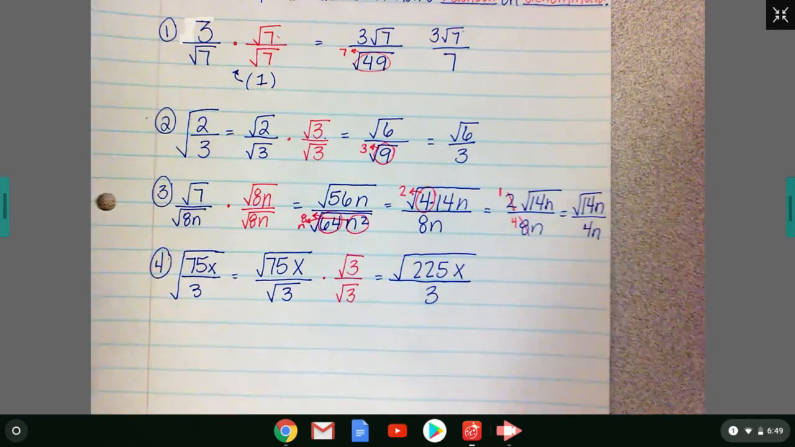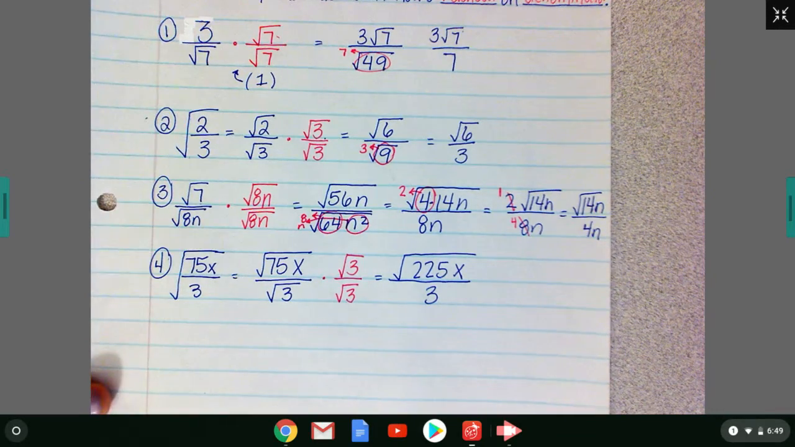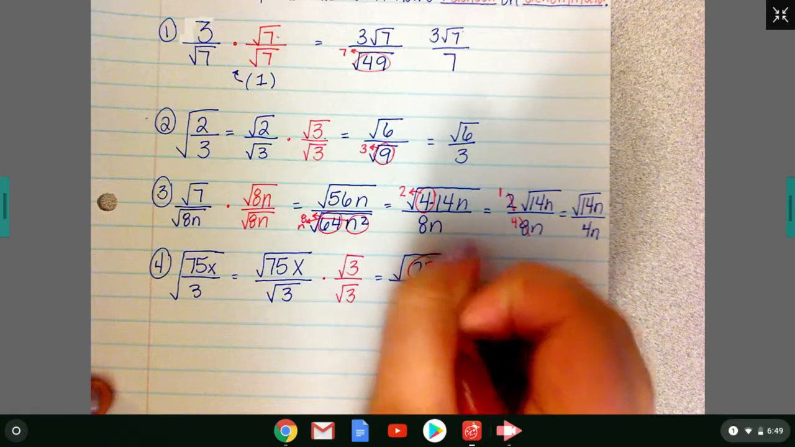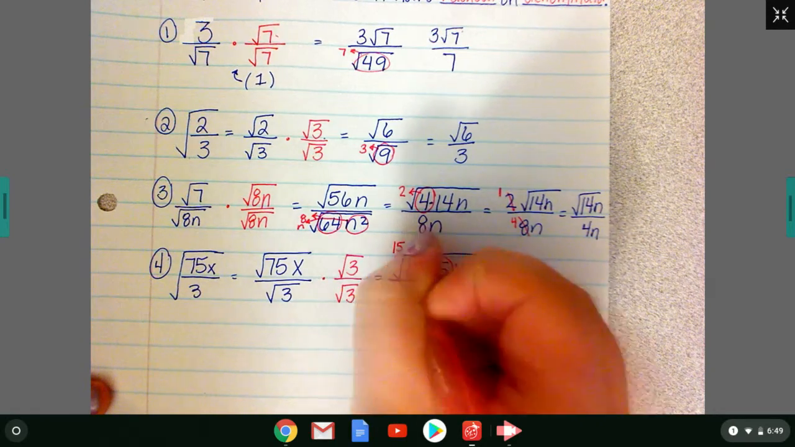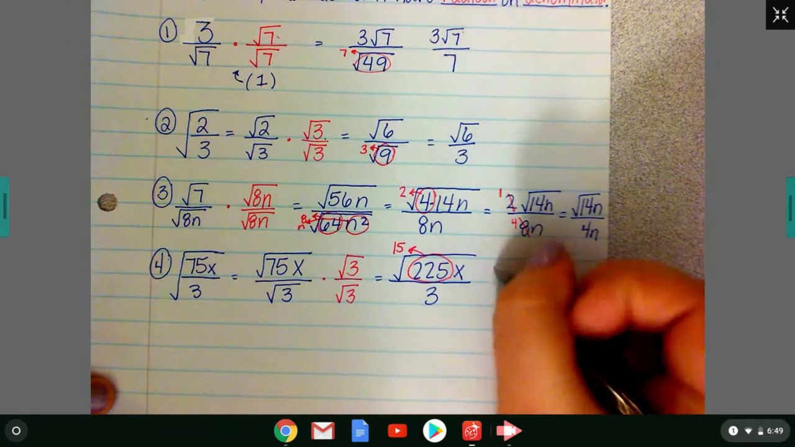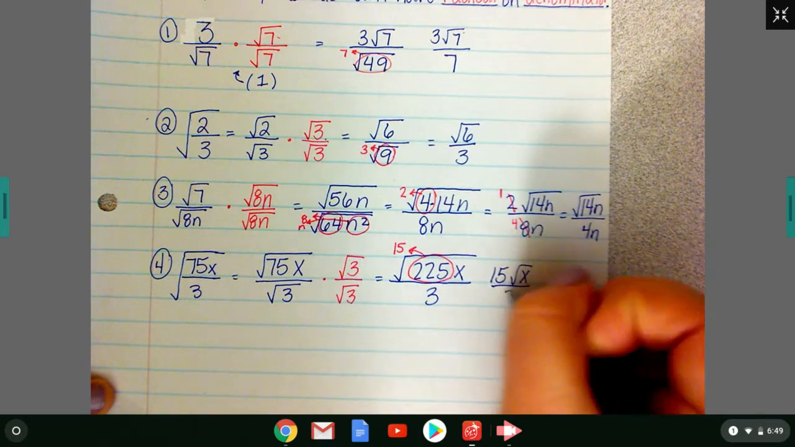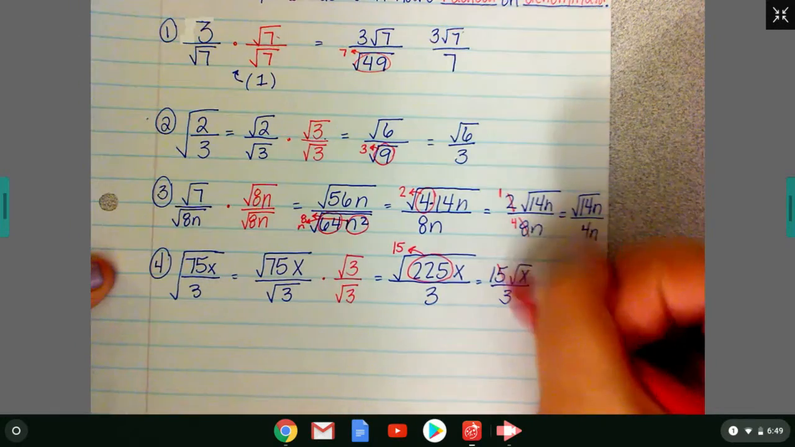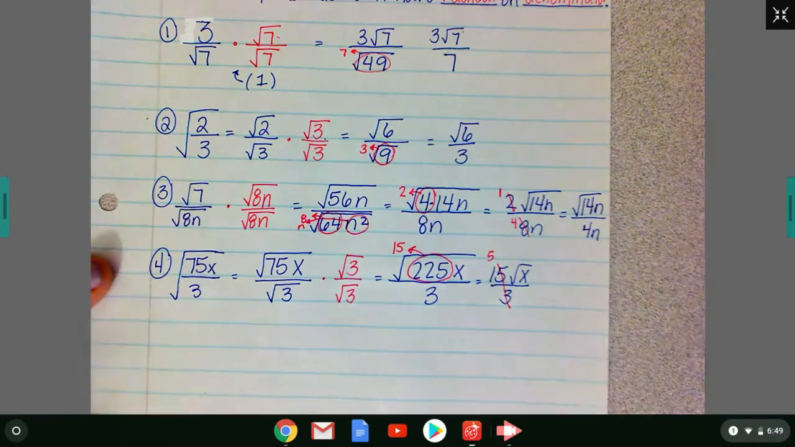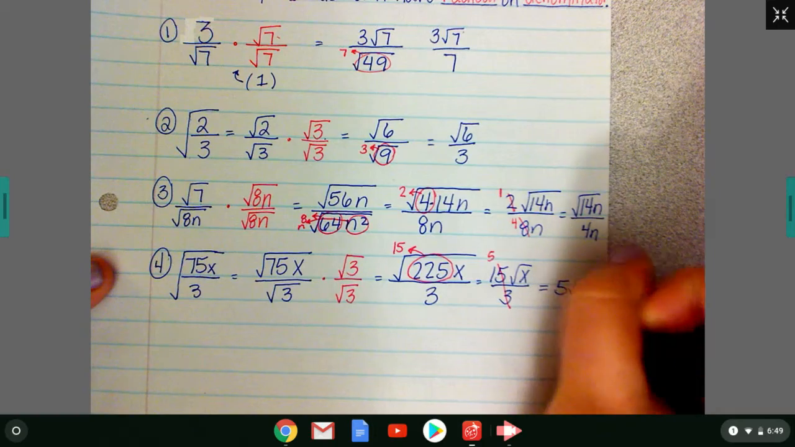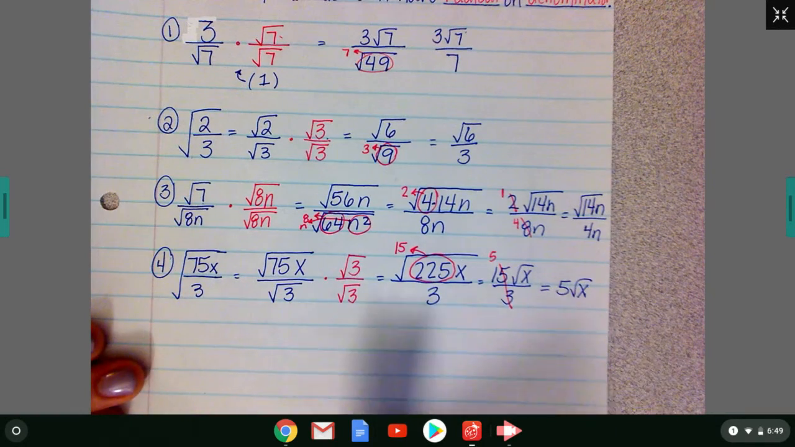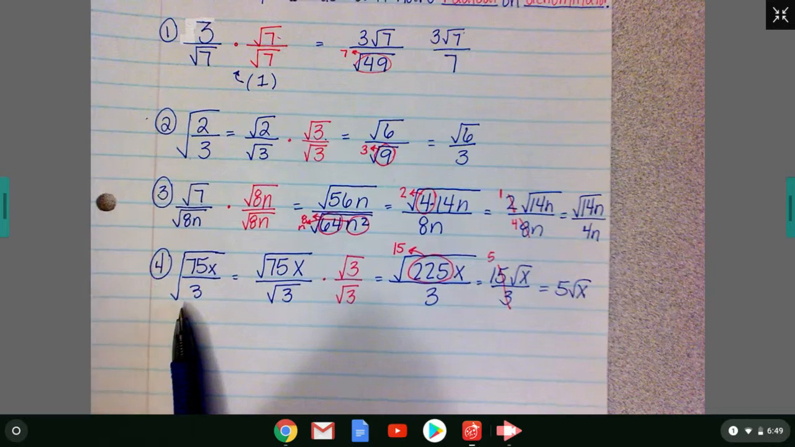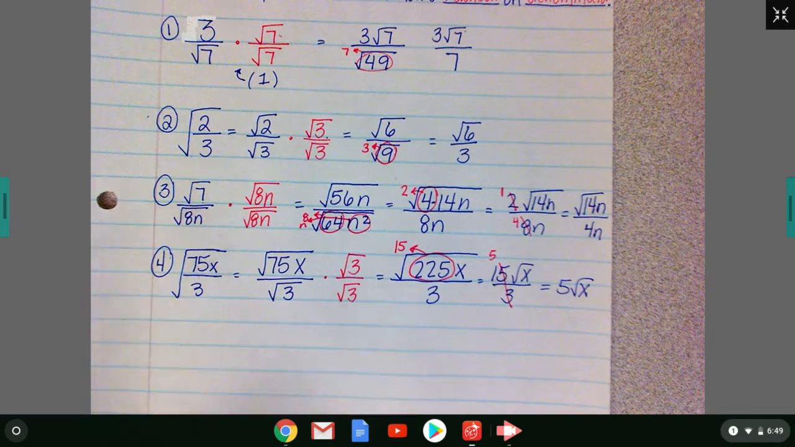And then on my top, root 225, that is a perfect square. That's 15 squared. So this can come out as a 15. And then we've got 15 root x over 3. And one more thing to simplify, 15 over 3 is just a 5. So this is 5 root x, which looks way nicer than root quantity 75x over 3.